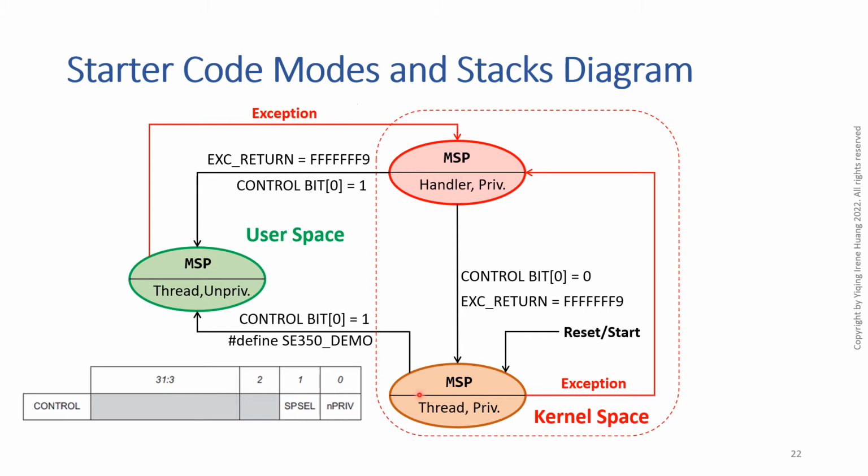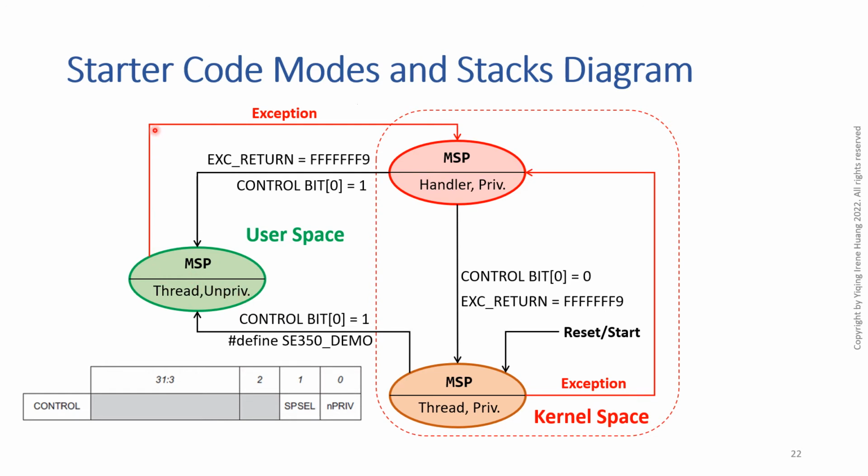In the starter code, you will see a macro called SE350_demo defined. If this macro is defined, then we're going to switch to the unprivileged level, because we set bit 0 of the control register to 1, and 1 means unprivileged. Everything else stays the same. We don't really change the stack.